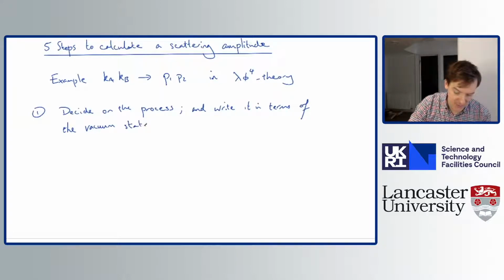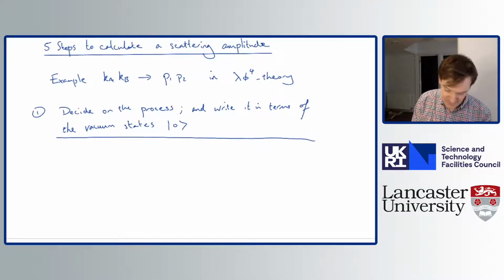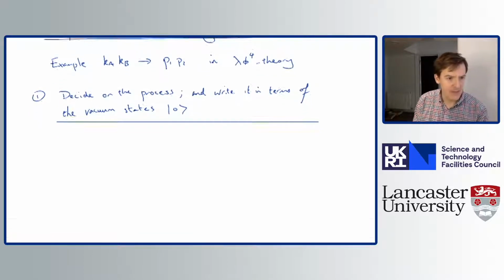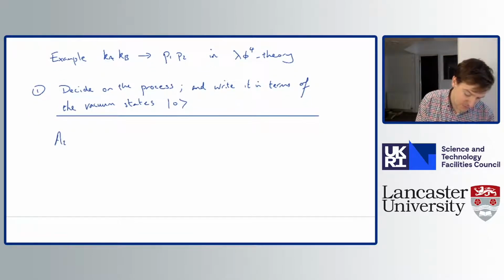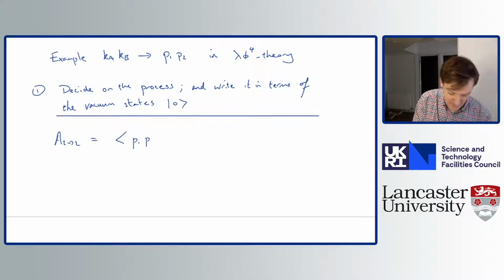Remember, vacuum states we labeled with 0. Okay, let's see what that means in practice for this example case. So we're considering this 2 to 2 scattering amplitude. And we said that with the use of the S matrix, this involves some asymptotic states with the S matrix sandwiched in between them.